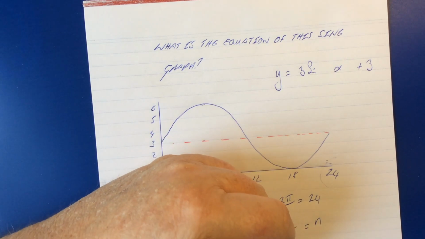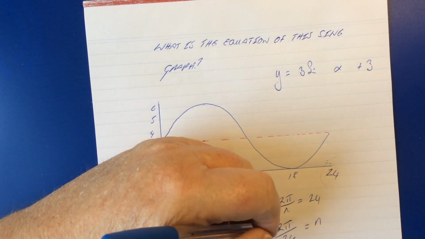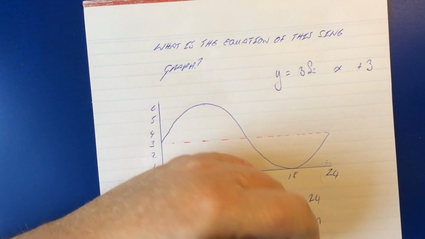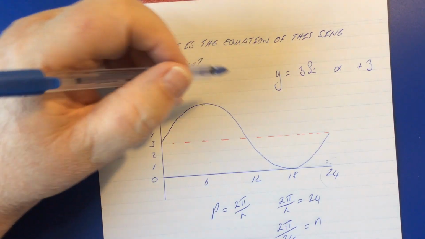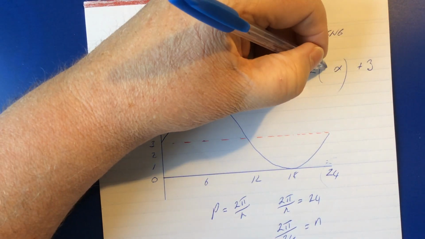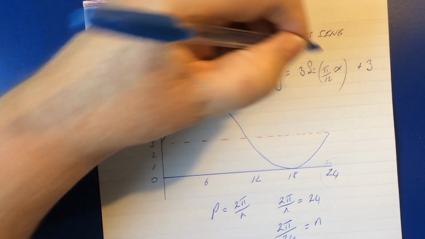Let's just cancel that, the 2 and the 24. That becomes 1, that becomes 12, and that equals n. So the value of n is pi on 12.